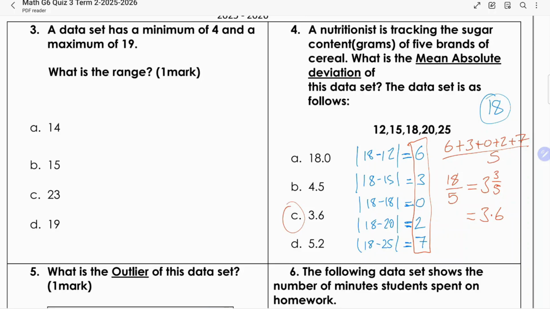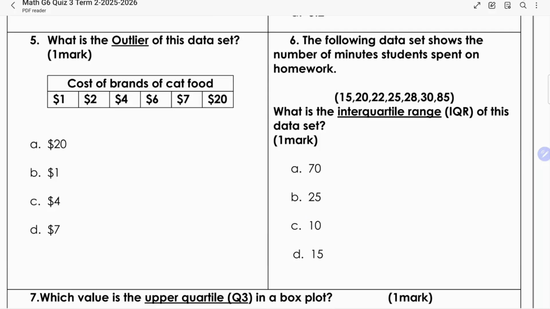Now let's go on to the next two questions. Question 5 says, what is the outlier of this data set? Now an outlier is an extreme value. It's either very, very large, big, different from the rest of the data values, or extremely small, very, very small.